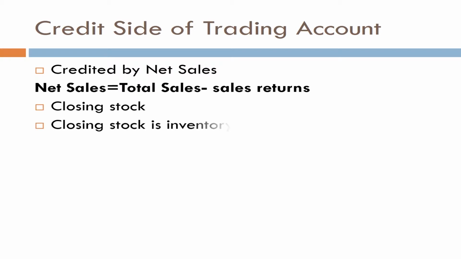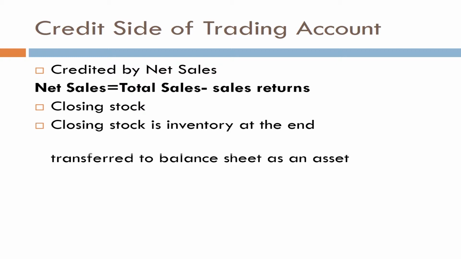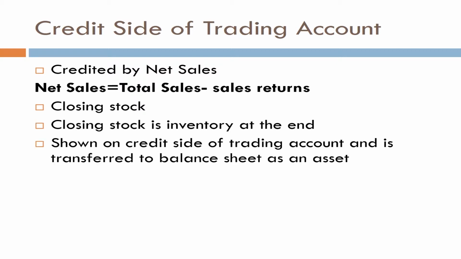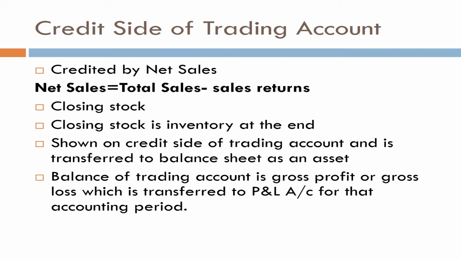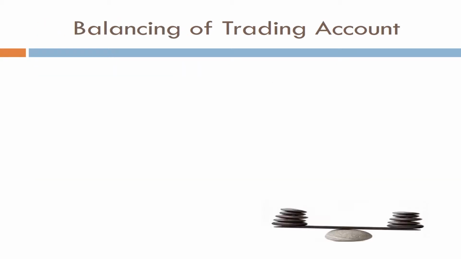Closing stock is the value of inventory at the end of the accounting period. It is credited to trading account and shown as an asset in the balance sheet. The balance of trading account is gross loss or gross profit, which is transferred to P&L account for the same accounting period. Moving further, let's discuss balancing of trading account.